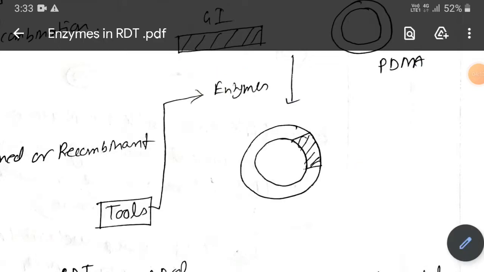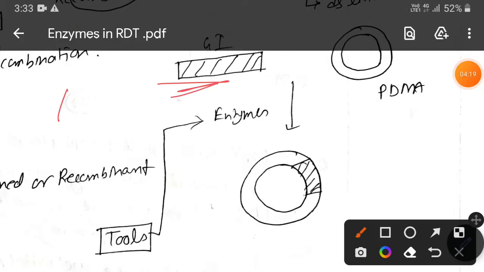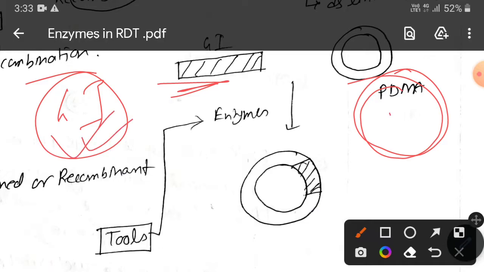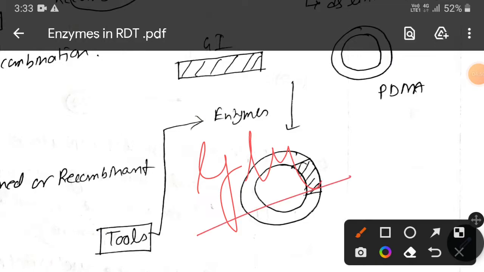Now suppose you have a block named GI and you have a circle named pDNA, and now you have to add them together. Suppose you have a block made of paper and a circle made of paper, and you have to join them together. So how can you join them? For joining you need some glue, right?